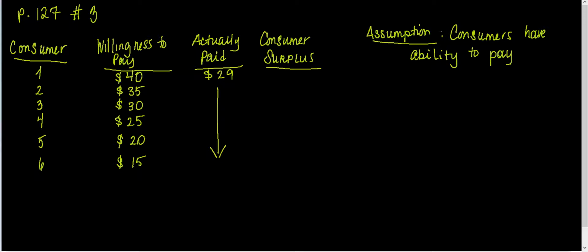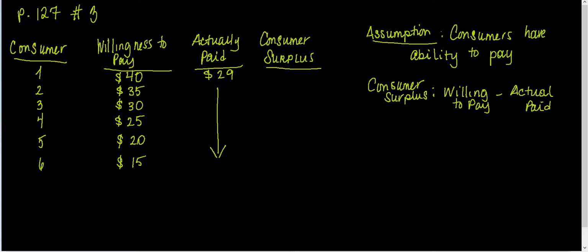Once we adopt this assumption that consumers have the ability to pay, then we can enter into our analysis of consumer surplus. Consumer surplus is trying to get us to understand the difference between what someone is willing to pay and what they actually paid. So if we want to calculate the consumer surplus for each consumer, we need to list in this column the difference between willingness to pay and actually paid.